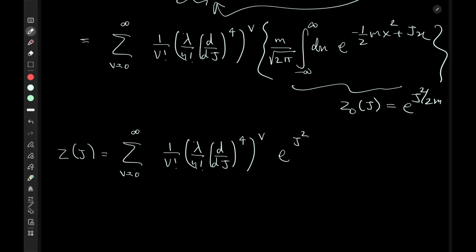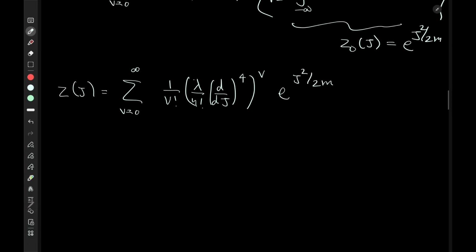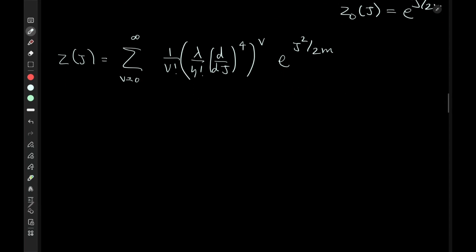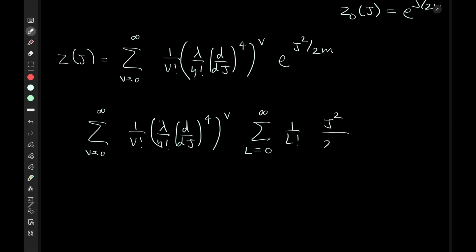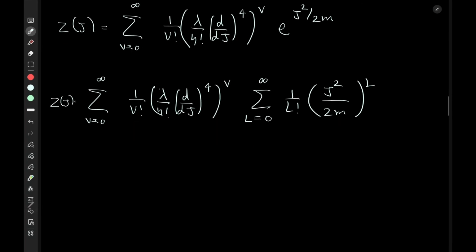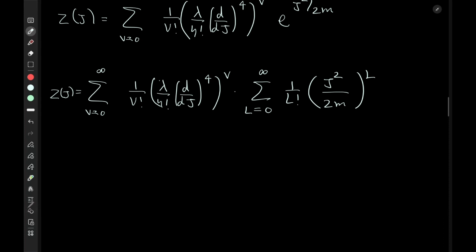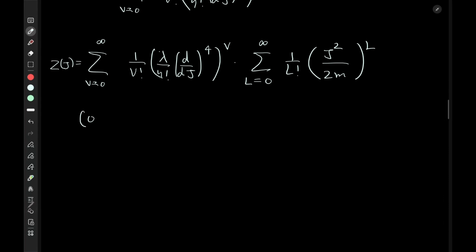times exponential j square over 2m, and now we can also expand the exponential factor into its Taylor series, this exponential factor. So again we will have one Taylor series here and another one here, which I will label with, let's say, L, 1 over L factorial times j square over 2m to the power L. So we have a double Taylor expansion in j. How will the terms look like? Let's say when v is 0 and L is 0. Okay, by the way, each term is labeled by v and L because one v is there and one L is there.